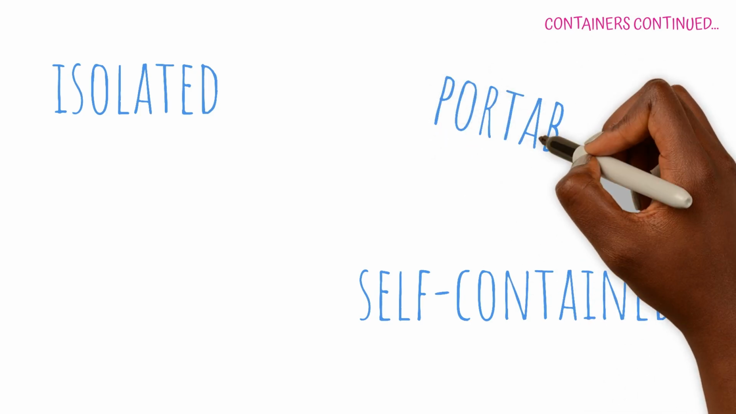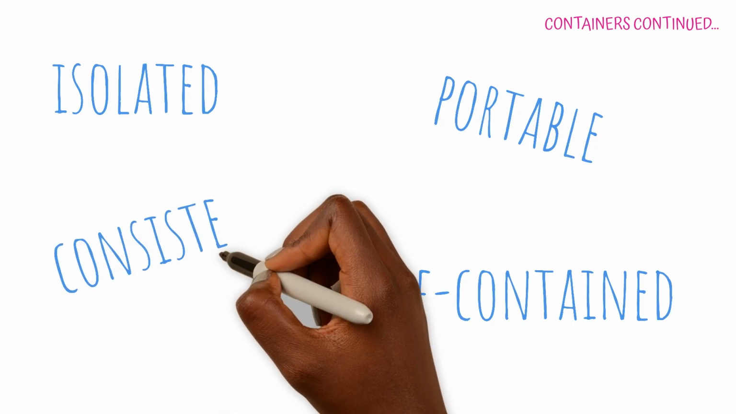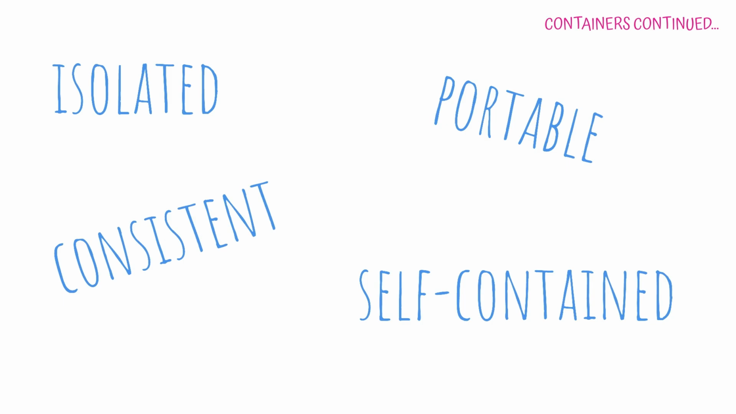The boxes are also portable. Any truck, ship, or train that can carry a standard box can carry your box, no matter what's inside. And the boxes are always consistent. No matter where the box goes, the items inside are arranged the same way as when they left.